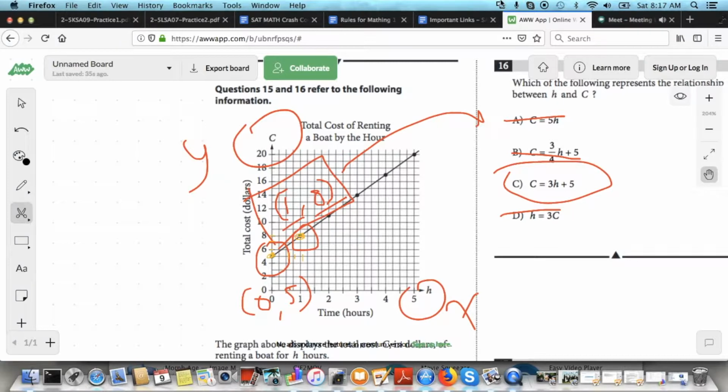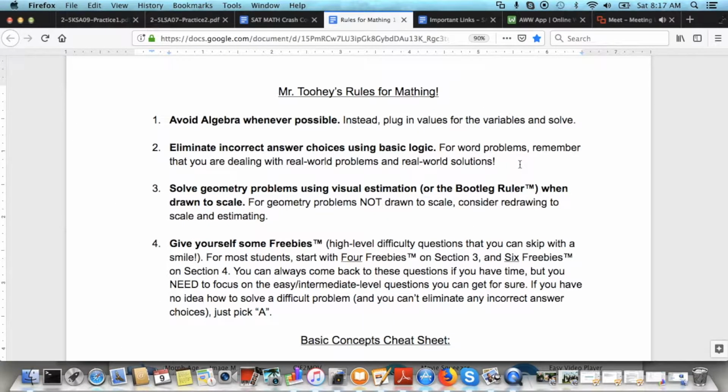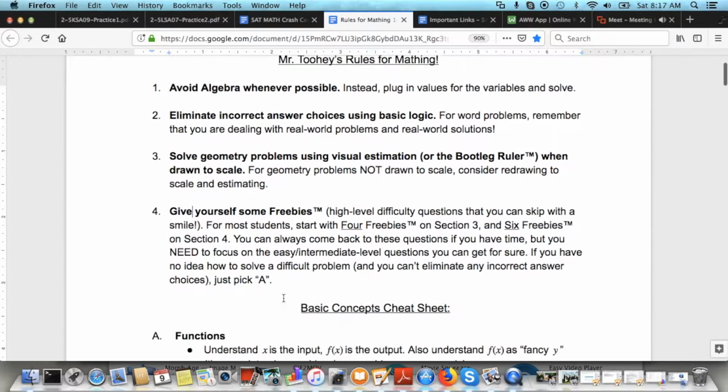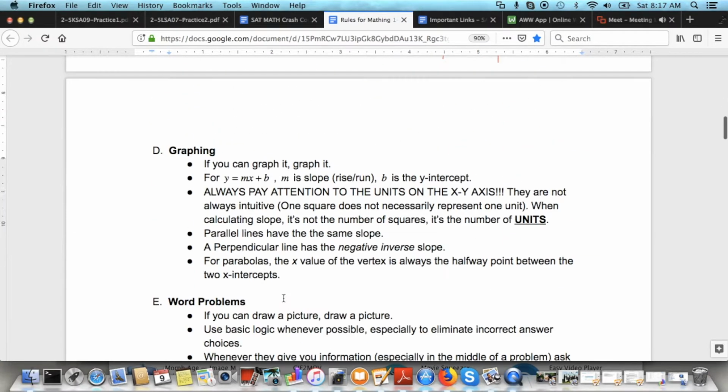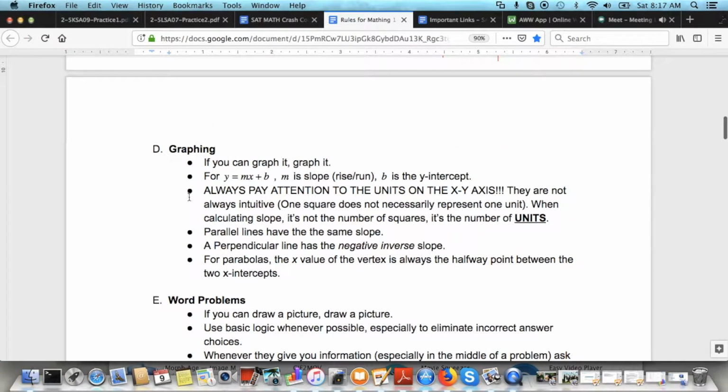Now, I'm not saying you can't use y equals mx plus b form. You can do that. Let me bring up the rules for mathing here. Can you guys see my screen? I've got the rules for mathing up on the screen. We've got the big 4 rules, of course. But then the basic concept cheat sheet, I've got a section on graphing that addresses this issue right here. Always pay attention to the units on the XY axis.